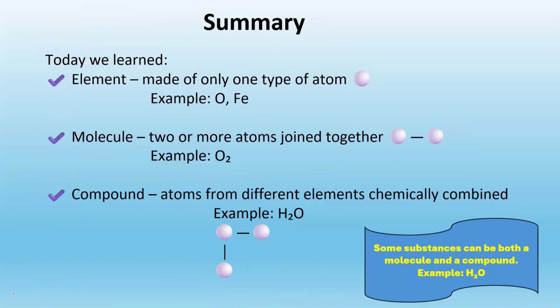Today, we learned three important ideas: elements, molecules, and compounds. An element is made of only one type of atom, example O, Fe. A molecule is two or more atoms joined together, example O2. A compound is atoms from different elements chemically combined, example H2O. And the important fact is some substances can be both a molecule and a compound, for example H2O.